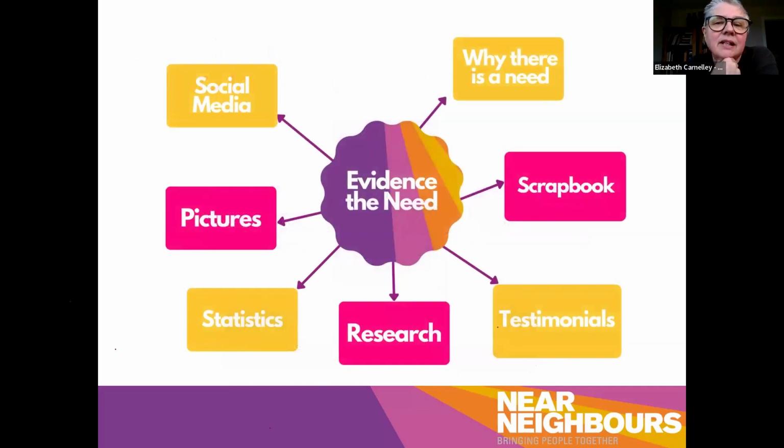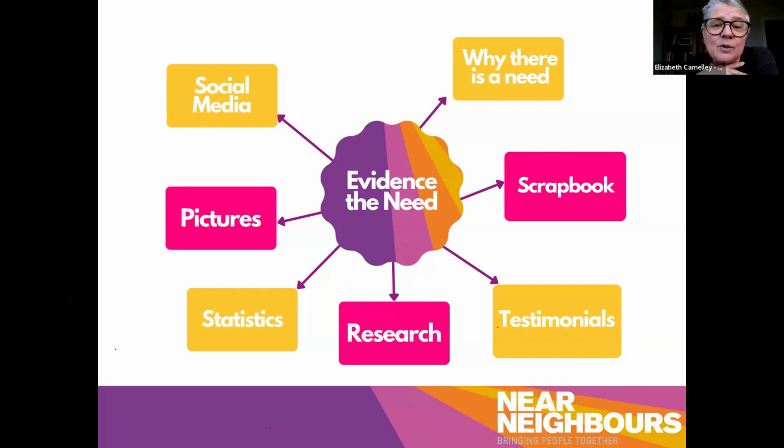So this is about evidencing the need, which again, funders are going to want to see. It may be that you've got lots of statistics. You can look at the local authority, or some research that somebody's done from a university, or there might be a book that someone's written that you can reference. But maybe you've got more anecdotal evidence, like pictures of young people that you've been involving in your project, or older people, whatever your project is.